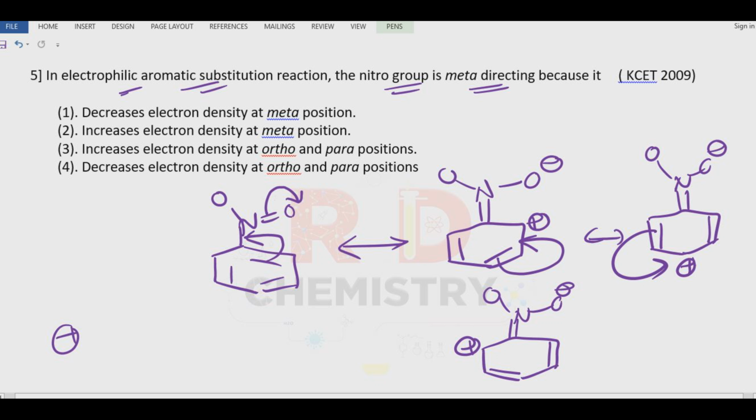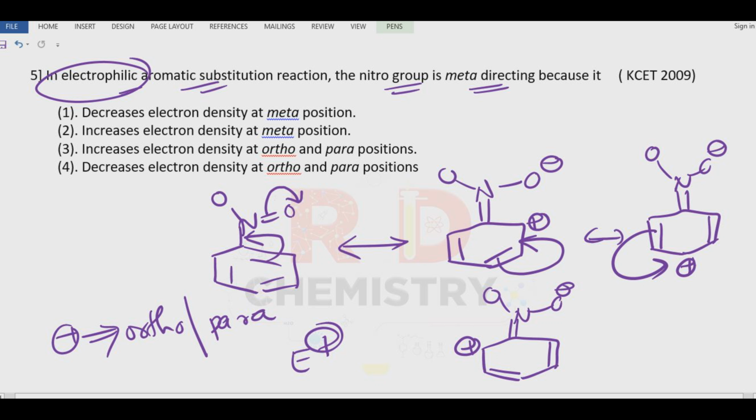The positive charge is there on the ortho and para positions only, correct? Ortho and para positions only. They mentioned it is electrophilic. What do you mean by electrophiles? Electrophiles are positively charged. An electrophile cannot attack the ortho position. Positive cannot attack the positive position. Which means that there are meta positions here. This is the meta position, correct? This is the meta position.